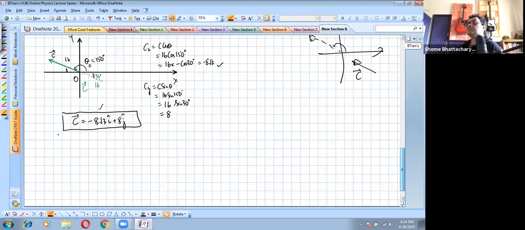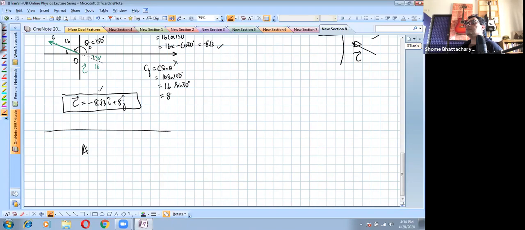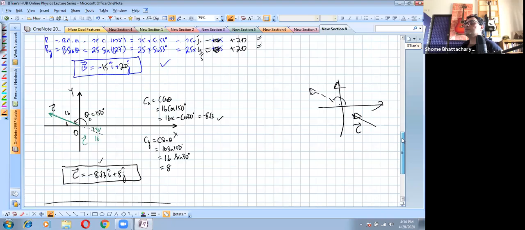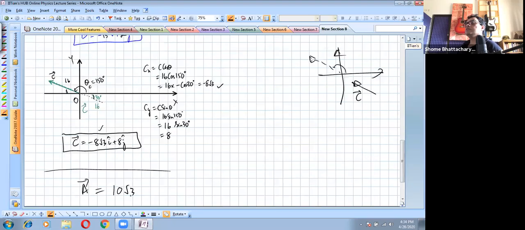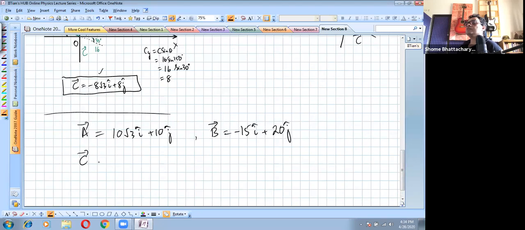Okay. So now let us come to the second part. So we got our vectors in the first part. Vector A was 10 root 3 i cap plus 10 j cap. Vector B with the correction we made is minus 15 i cap plus 20 j cap. And vector C, which was correct for us from the beginning, is minus 8 root 3 i cap plus 8 j cap.